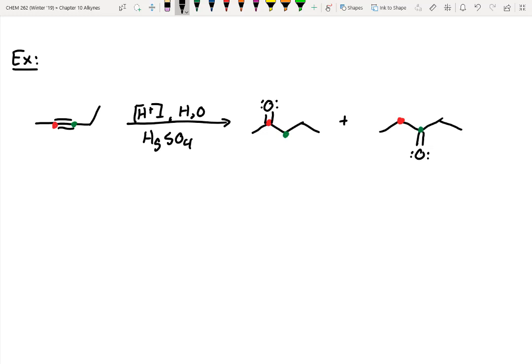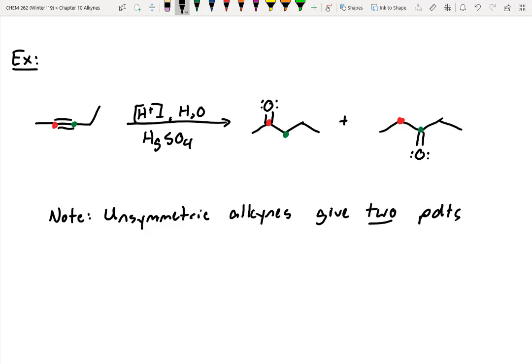What's the relationship between these two different products? They're constitutional isomers, so radically different properties, easy to separate. So if you have an unsymmetric alkyne, you get two different products. That's pretty hard to tell. Oftentimes there's other things going on, so these may not be a perfect 50-50 mixture. Does that make sense? All right.